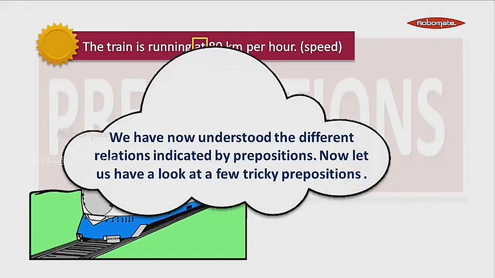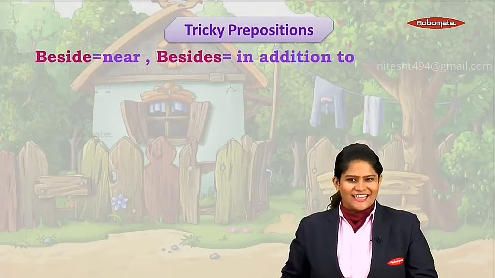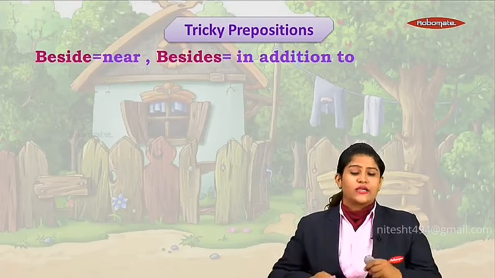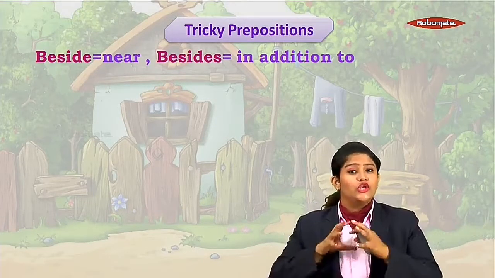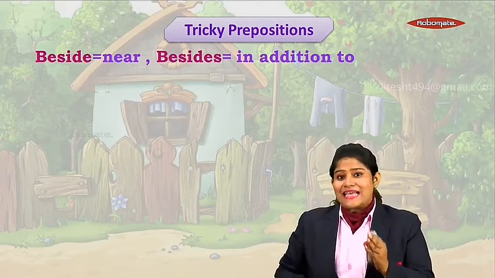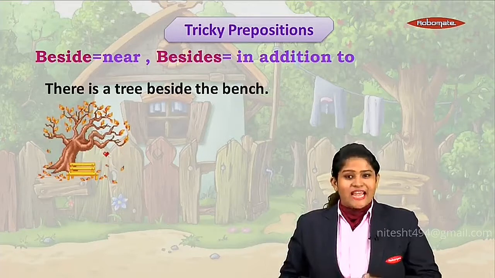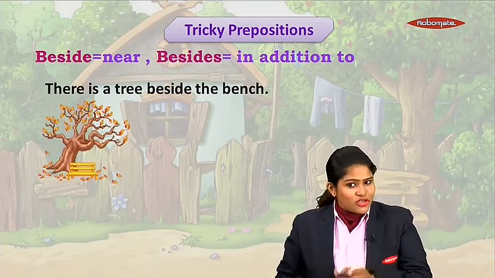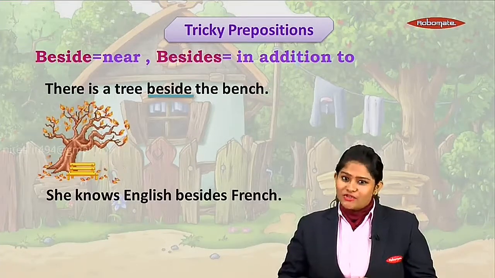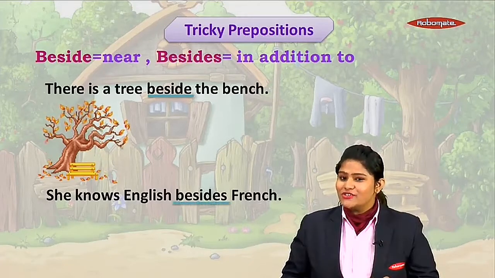Let us now have a look at a few tricky prepositions. So why are they tricky prepositions? Let us understand. When I say beside and besides, one without an S in the end and the second one with an S in the end, there is a huge difference in it. When I say beside, I mean near. When I say besides, I mean in addition to. Let us understand this with the help of an example. There is a tree beside the bench, as you can see it. Then, she knows English besides French, which means in addition to teaching English, she also teaches French.